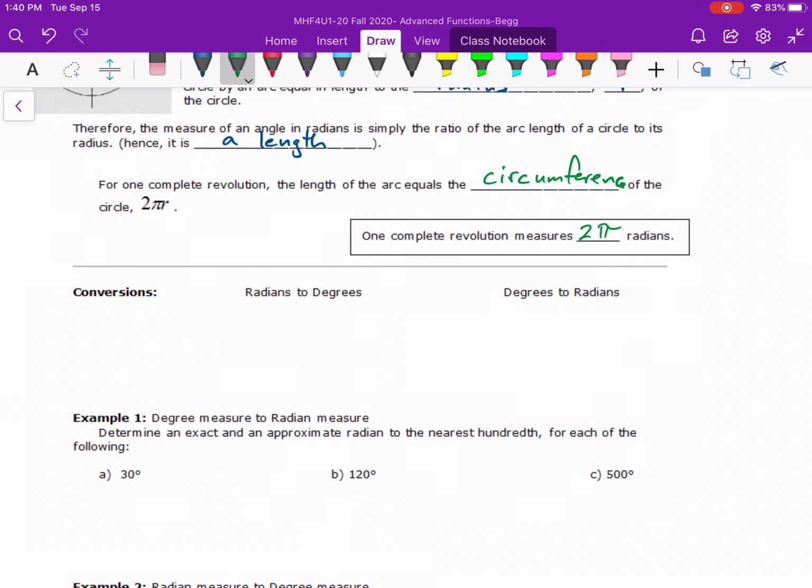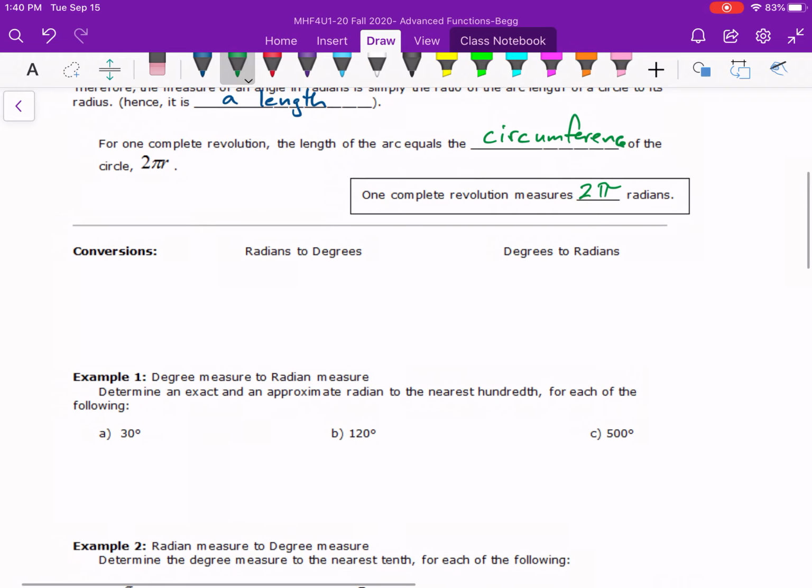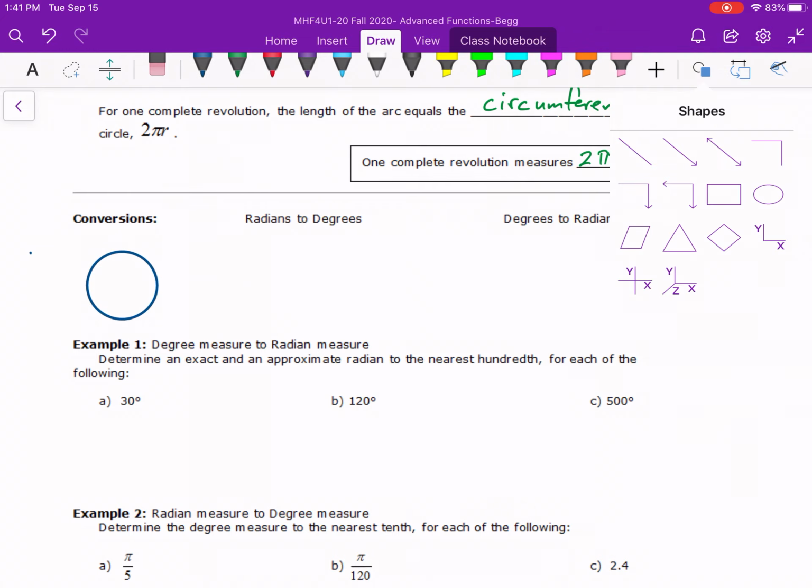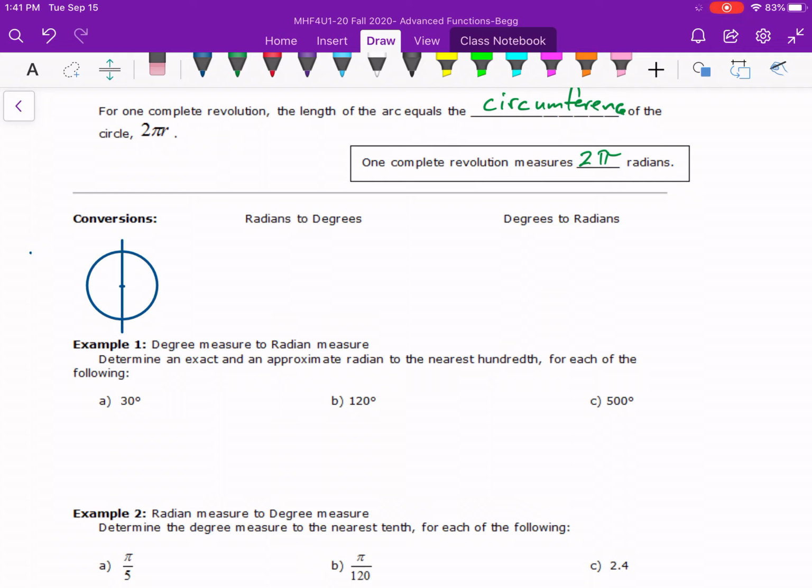So, obviously, if we want to work with both of them, we're going to have to be able to convert from degrees to radians, and we're going to have to be able to convert from radians to degrees. So, some basic conversions we need to know: let's draw an actual circle here. So if here's a circle, let's put it on a Cartesian plane. That'll make things easier still.